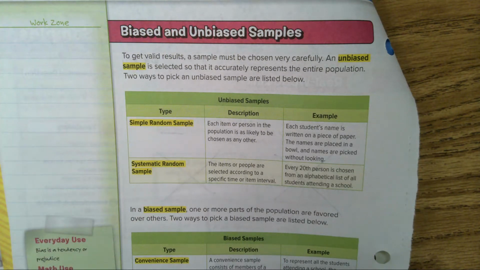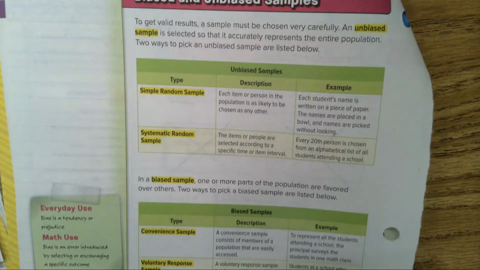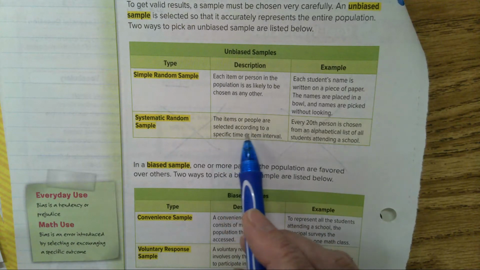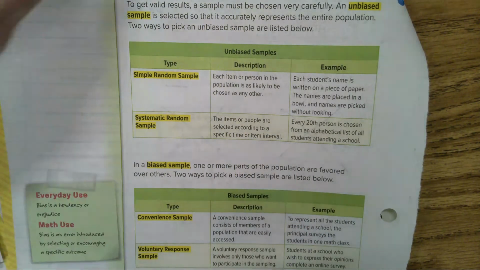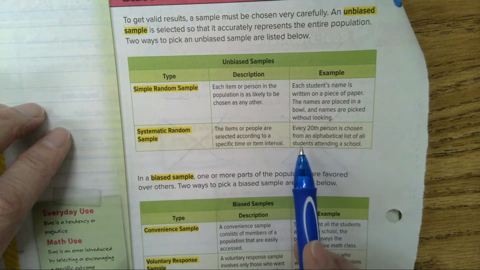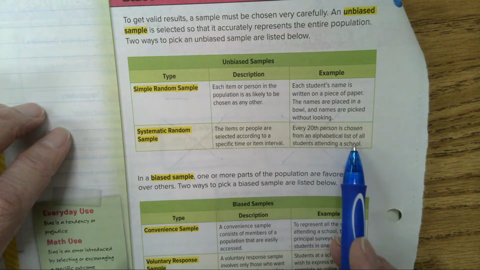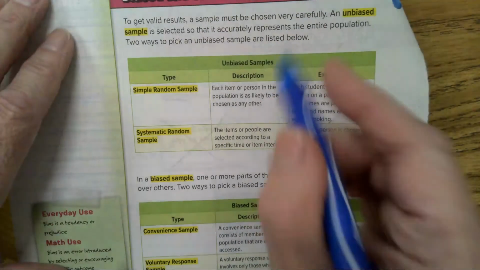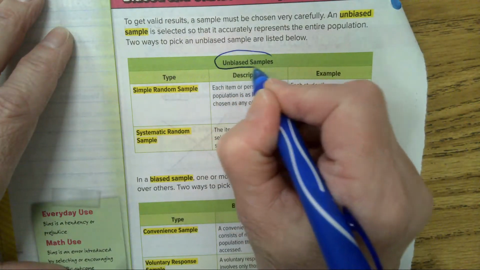Now, we have a systematic random sample. What does that mean? The items or people are selected according to a specific time interval. Every 20th person is chosen from an alphabetical list of all students attending a school. That would be an example of that. And these are both unbiased samples.